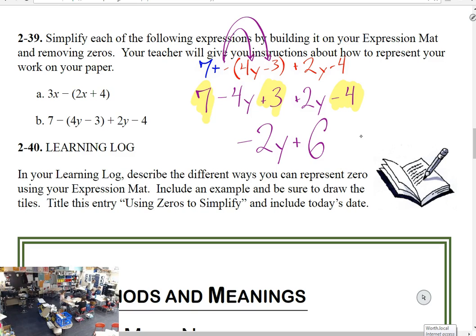No, because the opposite of -3, because it's the opposite of everything inside the parentheses. Yeah, I almost wrote it wrong actually. So the opposite of negative becomes positive.